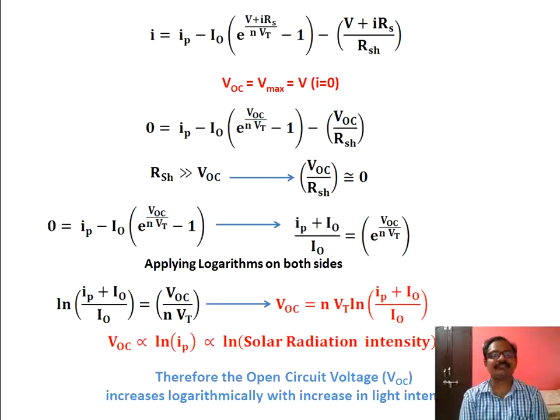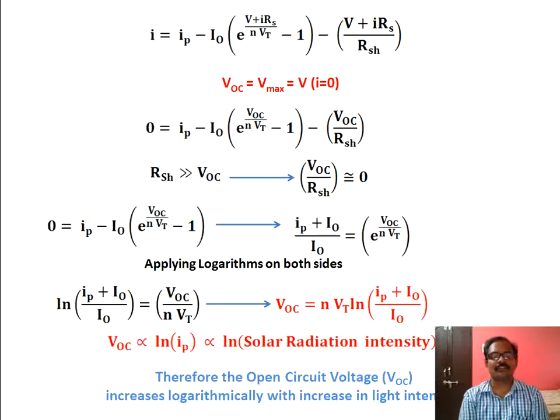Now if I simplify it further, I will get (IP plus I naught) by I naught equal to e power VOC by NVT. If I apply logarithms on both sides now, logarithm of (IP plus I naught) by I naught equal to logarithm of e power VOC by NVT. Log m base n is nothing but m log n. Right. Therefore VOC by NVT times ln of e, ln of e will be 1. Therefore VOC by NVT equal to ln of (IP plus I naught) by I naught. Therefore VOC is equal to NVT into ln of (IP plus I naught) by I naught.